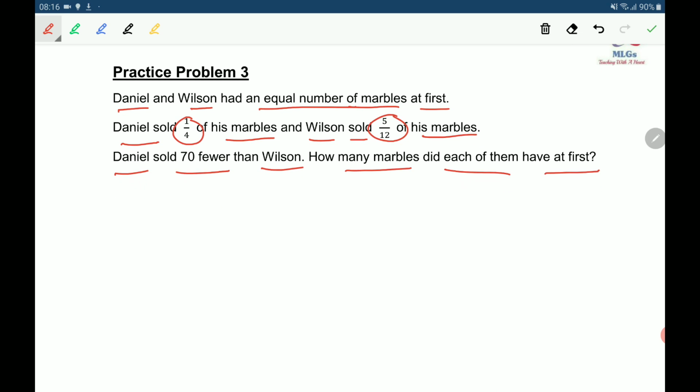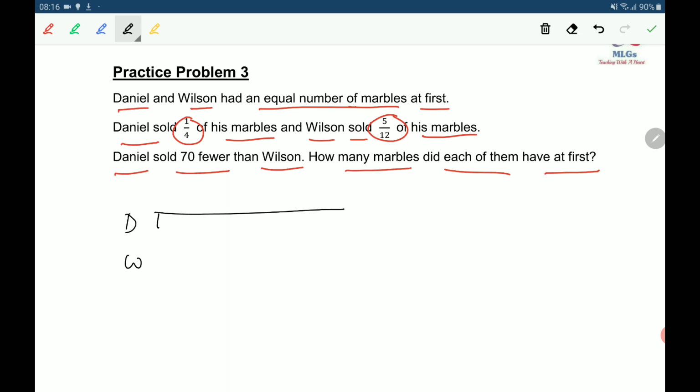Now you can see that it looks quite complicated. And if you start thinking how to solve or what to do, it's going to be quite challenging. It will take a while for you to work out the steps in your mind. But let's not do that. Let's try to draw out the problem and then see what we can do. Now, Daniel and Wilson had an equal number.